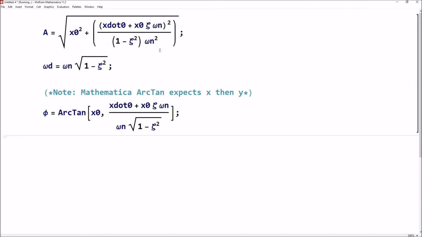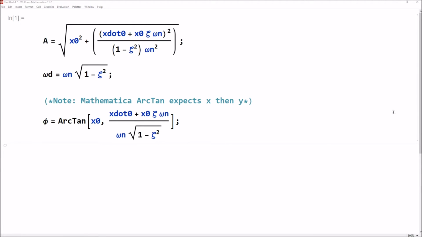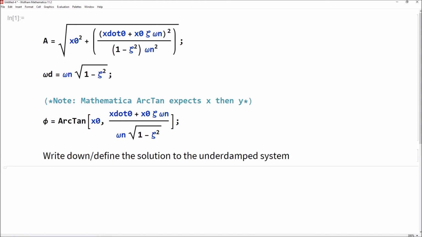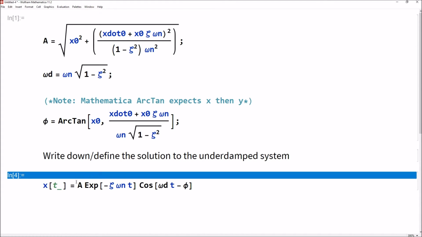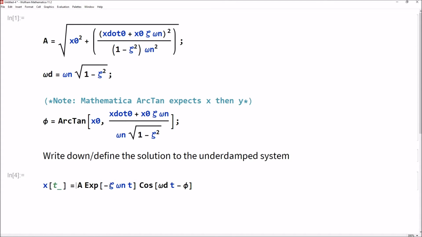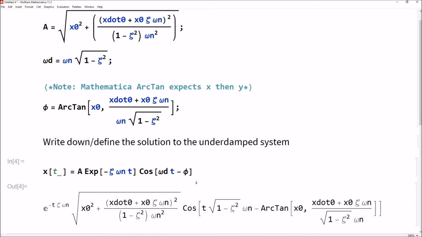So let's shift enter and get all of that into Mathematica. And now let's go ahead and basically just write down, define, the solution to the underdamped system, right? So that's this, right? We just had it. It's A e to the minus zeta omega n t times cosine of omega d t minus the phase shift. So there we go. Shift enter.